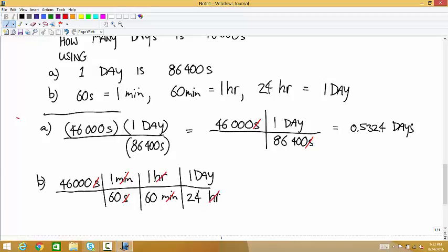And the hours cancel. And now the only units we have left are days. And if you multiply all this out, hopefully you get the same thing. That would be really unconvincing if that wasn't true. I'm going to assume it's true. So 46,000 divided by 60, divided by 60, divided by 24 gives you the same answer we got the first way. Any questions about that?